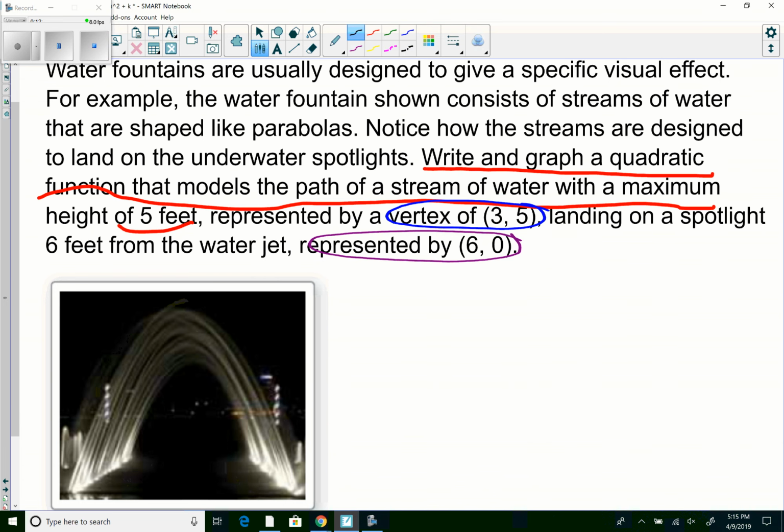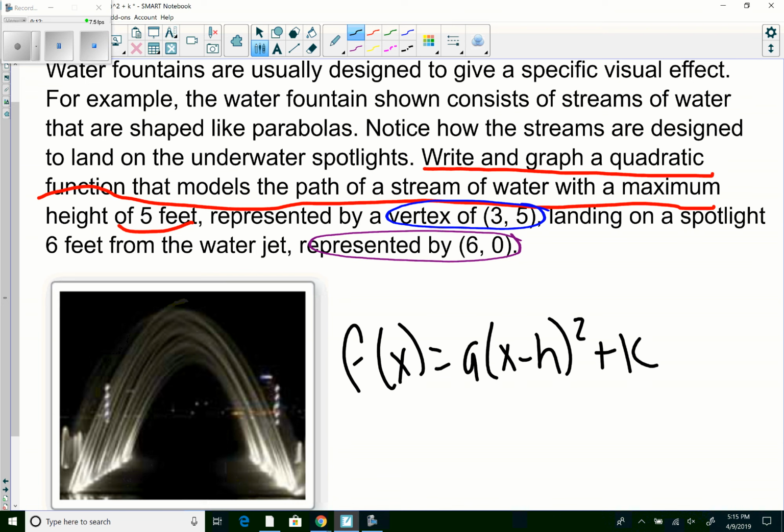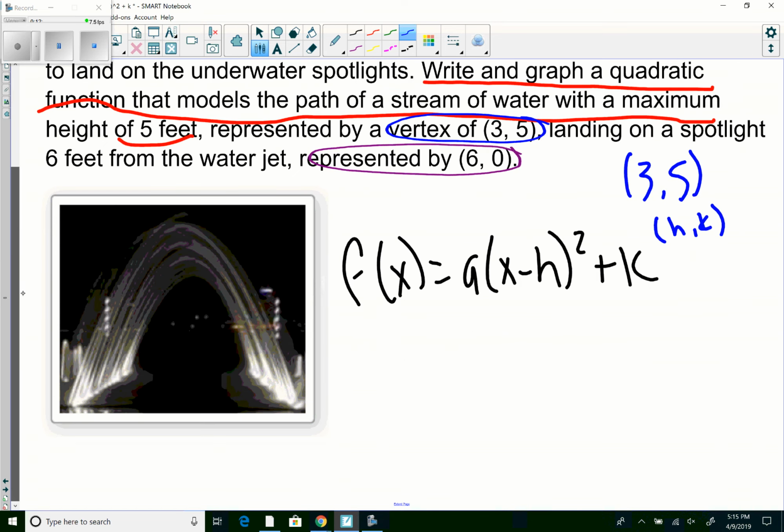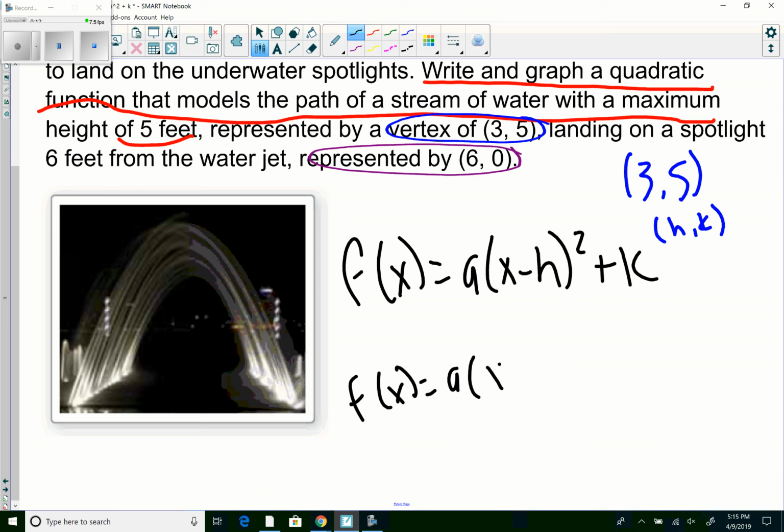All right. Step number 1, write down the basic formula: a(x minus h) squared plus k. Step 2, you've got a vertex of (3, 5). Remember, your vertex is always in the form (h, k). Let's substitute. f of x equals a times (x minus 3) squared plus 5. Okay, that's a good substitution point.